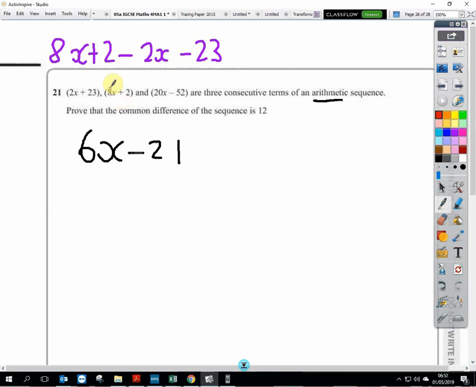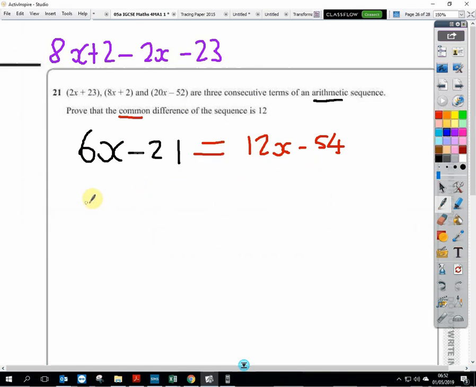Now, how do I get from the second term to the third term? What do you do there? To get from 8x to 20x, you add 12x. To get from 2 to negative 52, you take away 54. Now, the bit in black is the difference. The bit in red is the difference as well. But the difference is common, so that means these two should be equal. And that means I should be able to work out x.